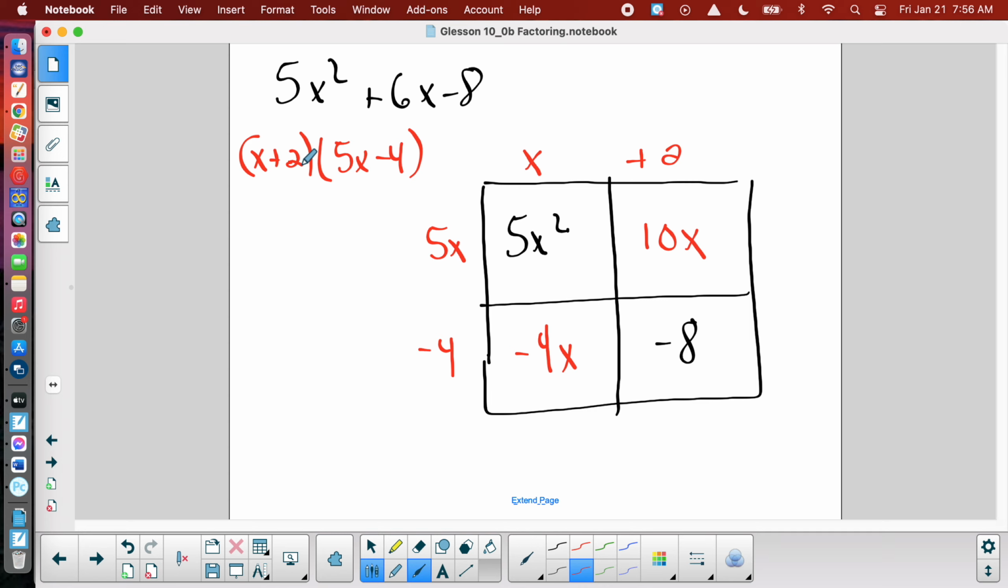Okay, one didn't work. I just switched where those numbers were. Try it again. If we're going to use this method, we have to be willing to make multiple guesses. Oh, that makes sense. Okay.